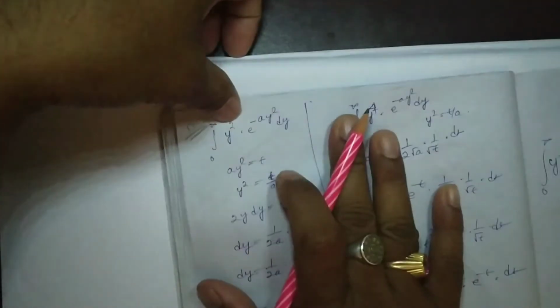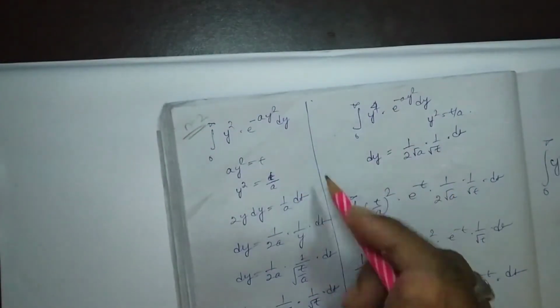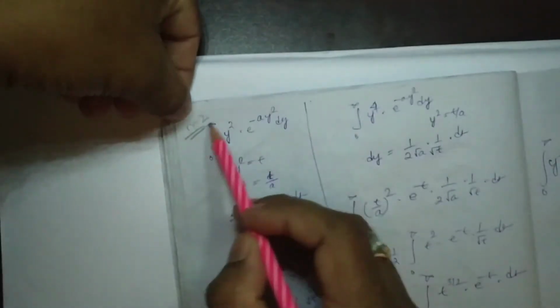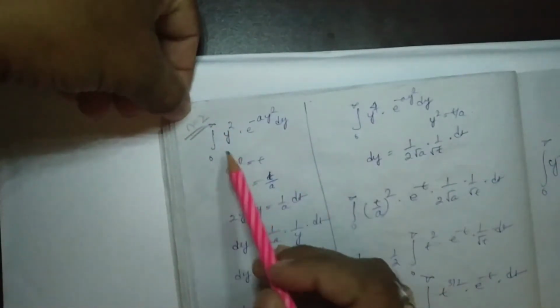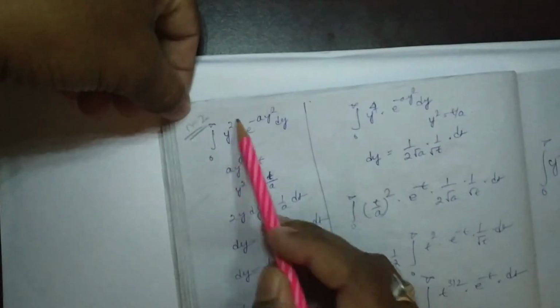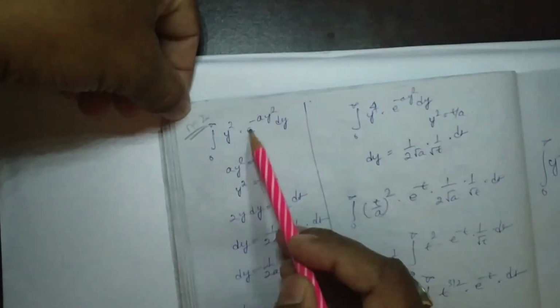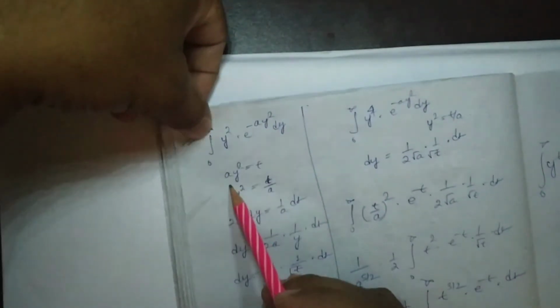Odd values work is over. Now we have to consider when n is equal to even, for n equal to 2. The integral from 0 to infinity of y square e to the power minus a y square dy: a y square you take as t, so y square equals t by a, and 2a y dy equals dt.